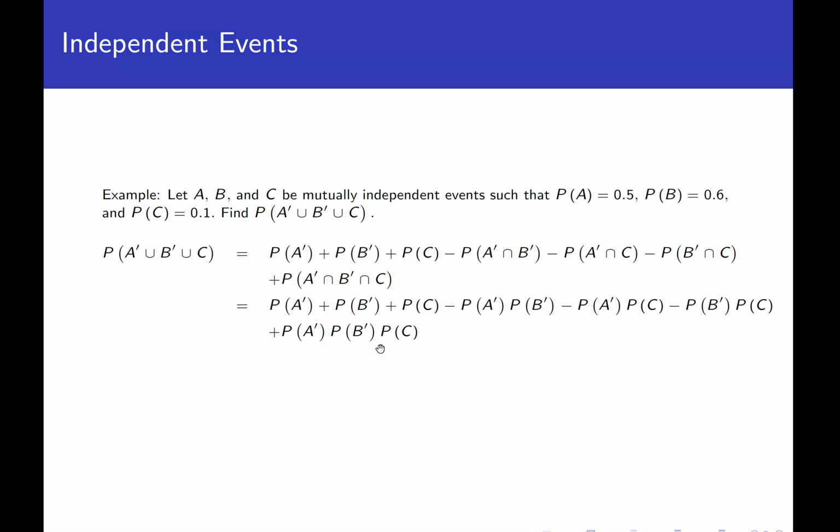And now I know each of these pieces because now I have everything in terms of probability of A, probability of B, and probability of C. Probability of A complement, in this case, is the same as probability of A. It'll be a half. Probability of B complement will be 0.4. And probability of C is given to us as 0.1. So this is just plugging in all of those numbers, and we simplify to get 0.73.